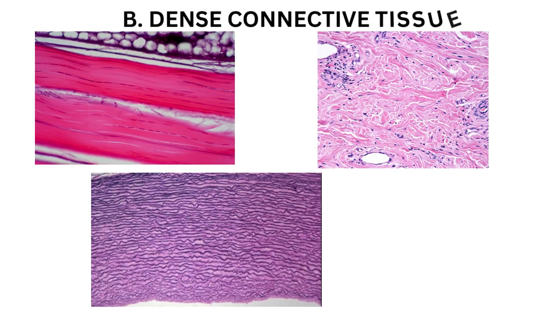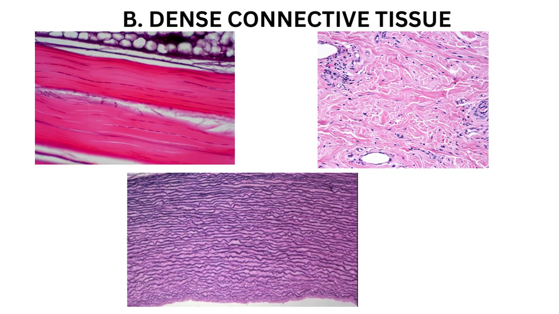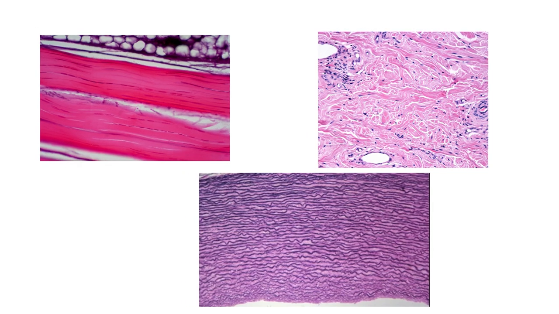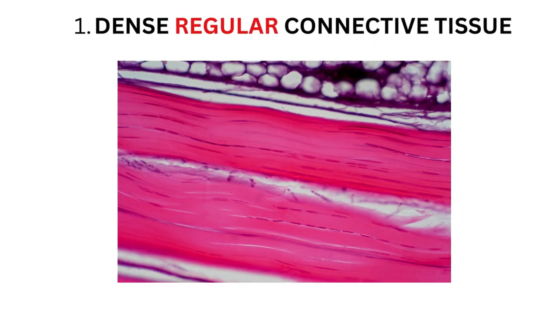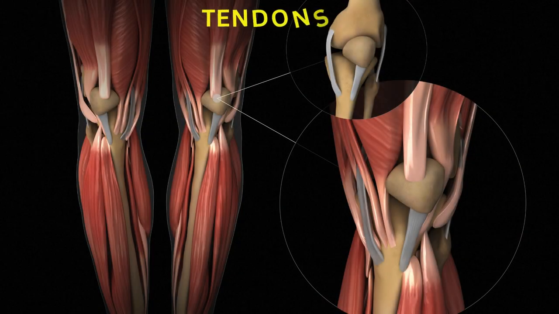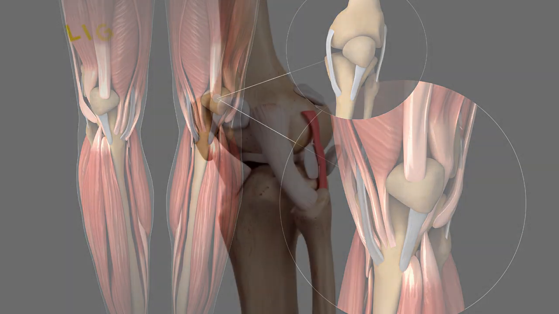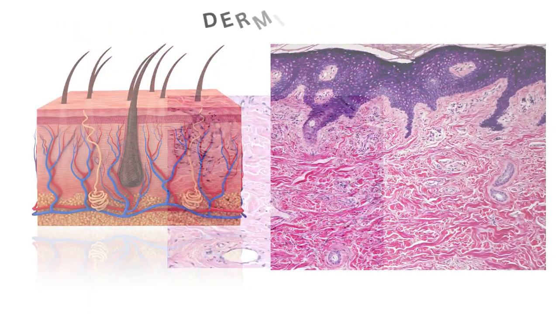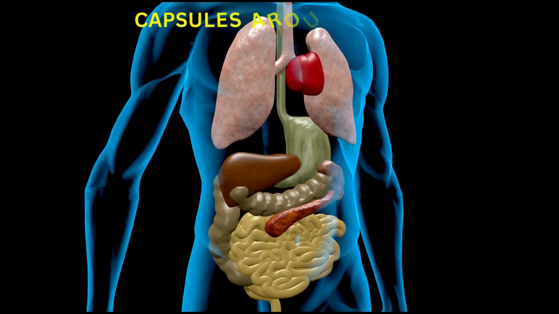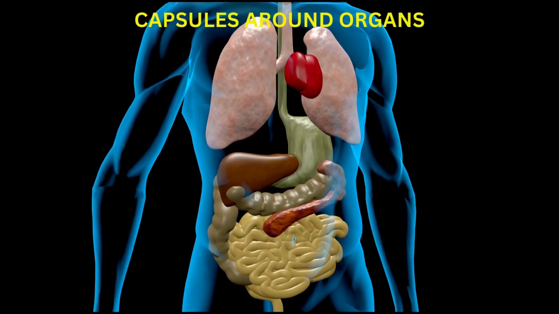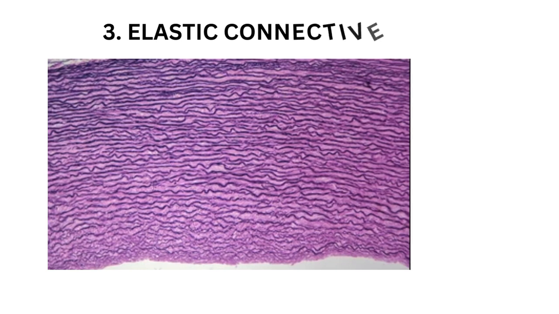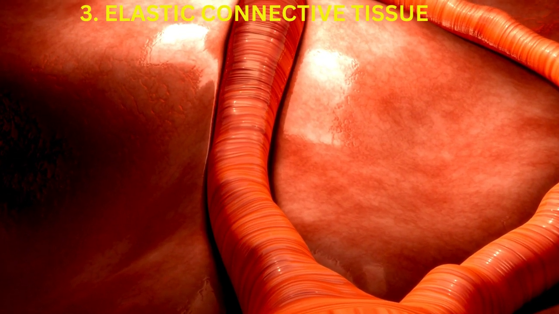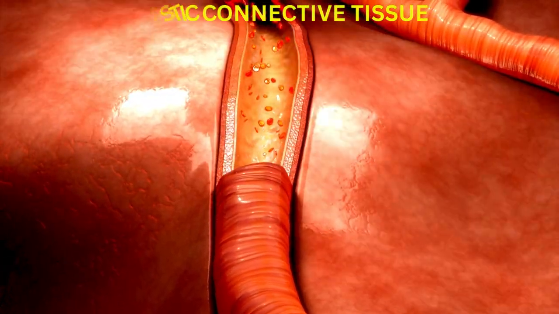B. Dense connective tissue. Contains densely packed collagen fibers, providing strength and resistance to stretching. Subtypes include: 1. Dense regular connective tissue, forms tendons and ligaments, providing strength along a specific axis. 2. Dense irregular connective tissue, found in the dermis of the skin and forms capsules around organs, providing strength in multiple directions. 3. Elastic connective tissue, contains elastic fibers and is found in structures requiring elasticity, such as the walls of large arteries.